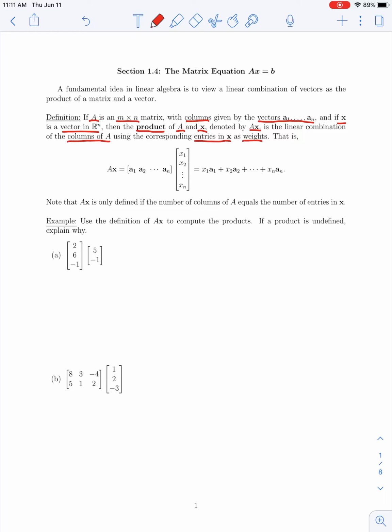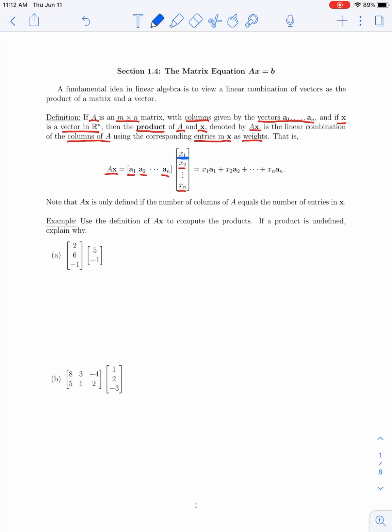So let's see exactly what we mean by this. So the product of a matrix A times a vector X, where A is the matrix that has the vectors A1, A2, up through AN as its columns, and X is some vector in Rn, so its entries we might call X1, X2, up through Xn, is defined as the following. So it is a linear combination of the columns of A, so some sum of constant multiples of the columns of A, where the entries of X are the weights of this linear combination.